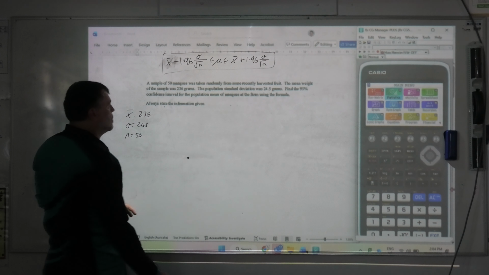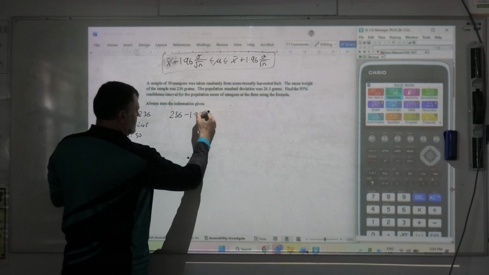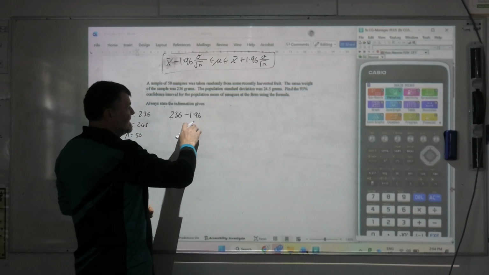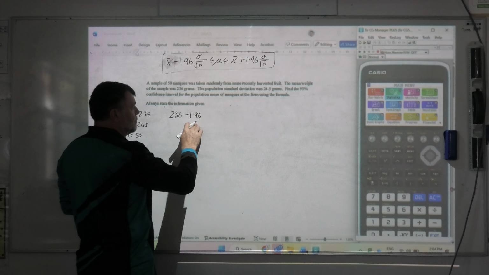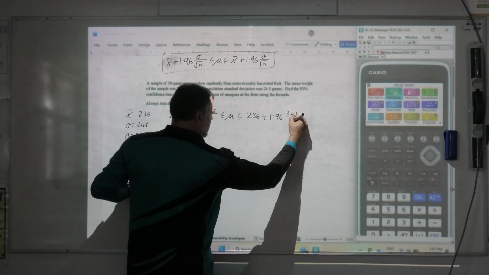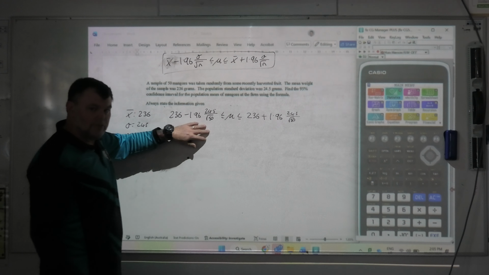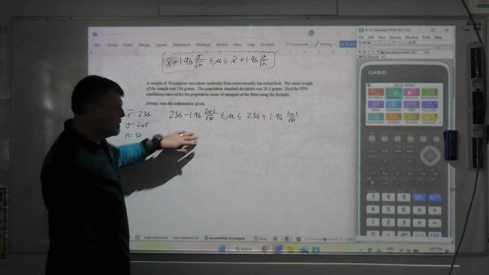So we would have 236 minus 1.96, remembering 1.96 is the z-score for 95%, times 24.5 over the square root of 50, is less than or equal to the mean, which is less than or equal to, again, 236 this time plus 1.96 times 24.5 over the square root of 50. So we've got our lower value here. If we were going to calculate this manually, this would give me my lower value, and this would give me my upper value.